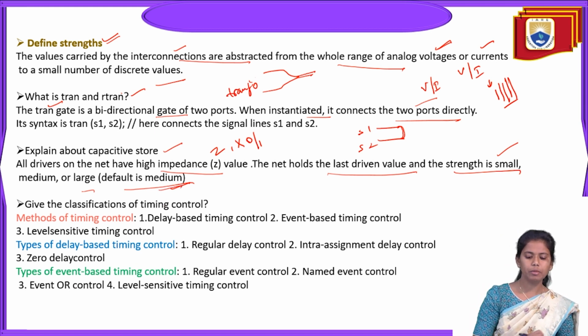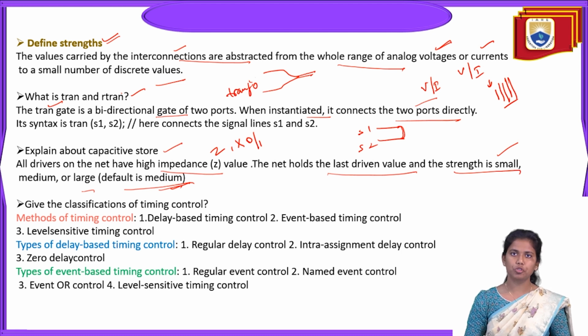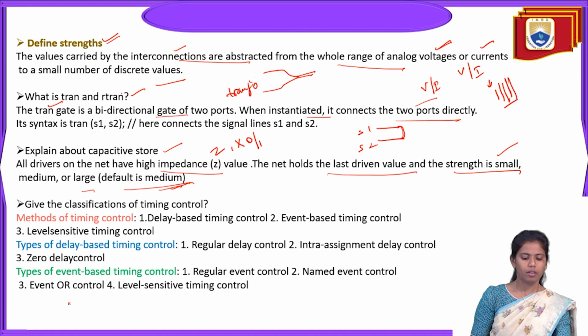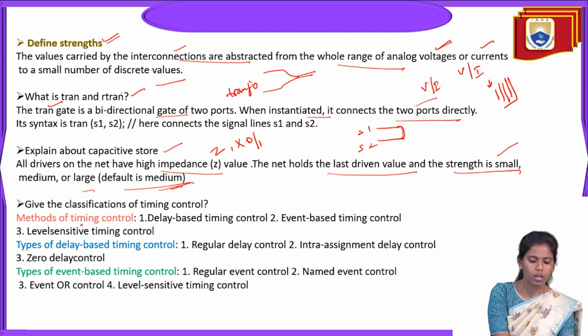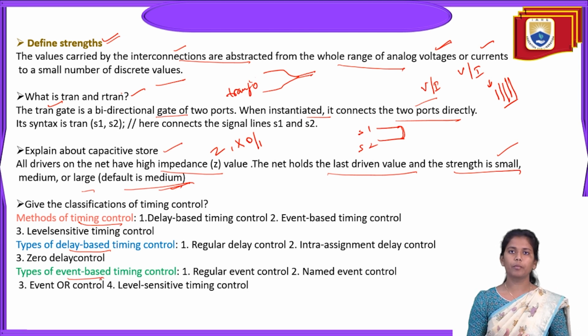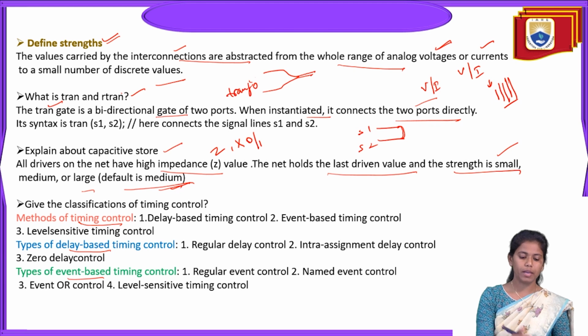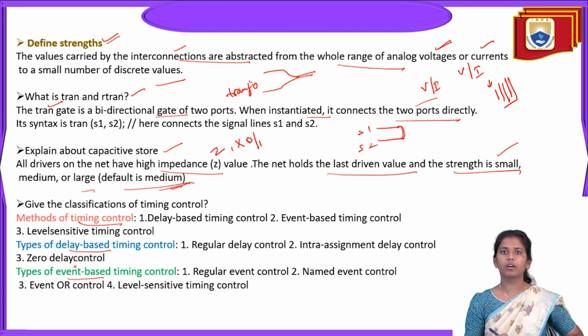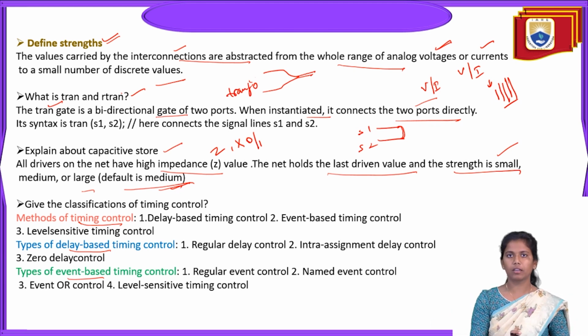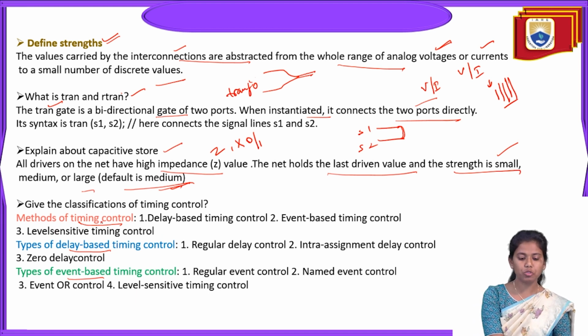Then coming to the classification of timing control. Timing control is classified into 3 types: one is the method of timing control, second is types of delay based timing control, and third is types of event based timing control. So when you are memorizing these definitions, you have to understand them well. Based on the name of a heading or the name of a particular module, you can get the answer. Here, coming to the methods of timing control.